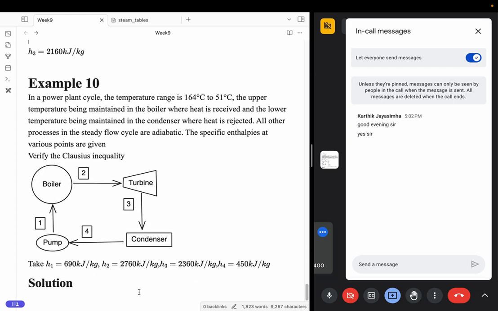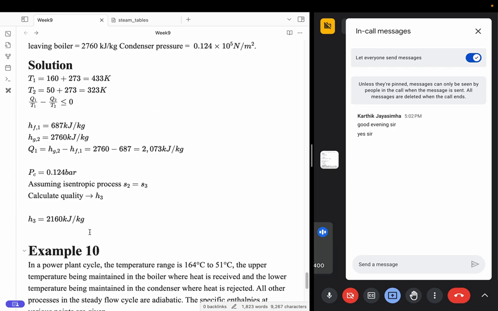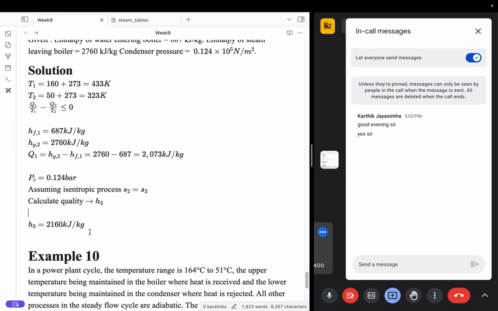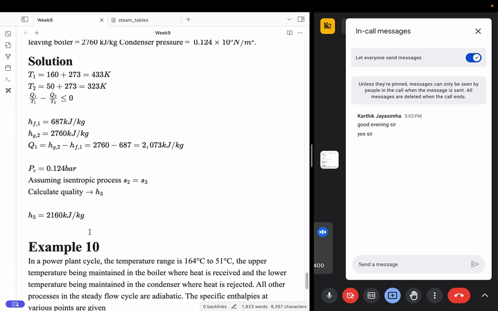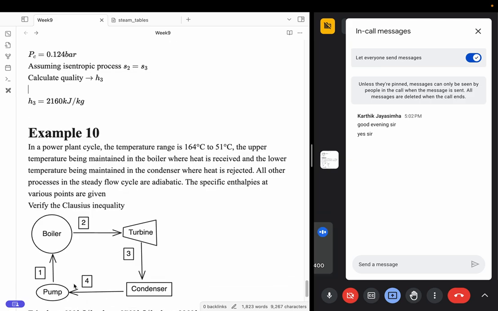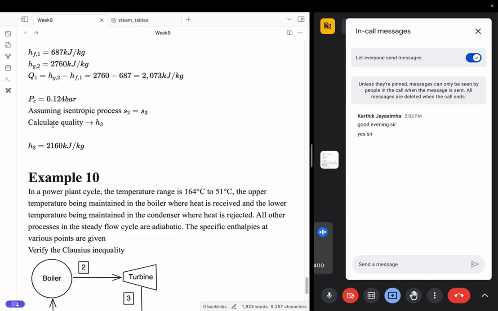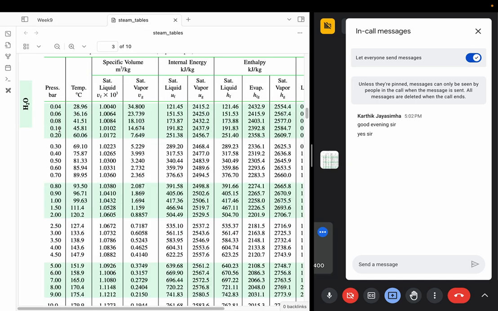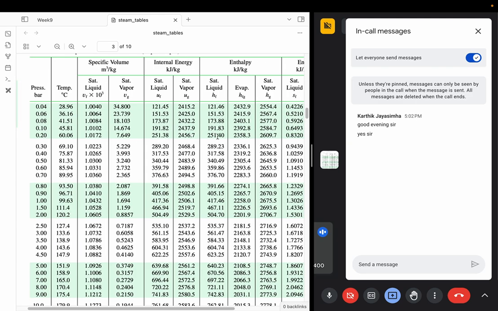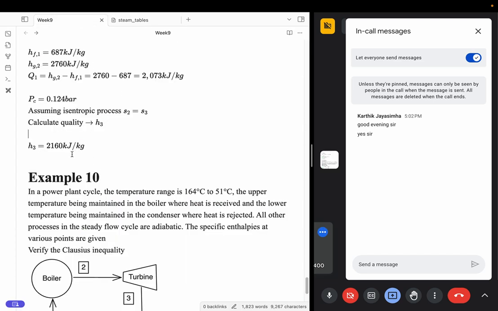And the final state is from H3 to the output of the condenser. So how do you calculate that? We're assuming that whatever is going into the pump is in a saturated state at the same pressure. So the pressure is around 0.124 bar. It is somewhere in between these two, so the enthalpy will be somewhere in between these two. So you just do a linear interpolation between 0.1 and 0.2, then between 191 and 251. So the value comes to around 209.